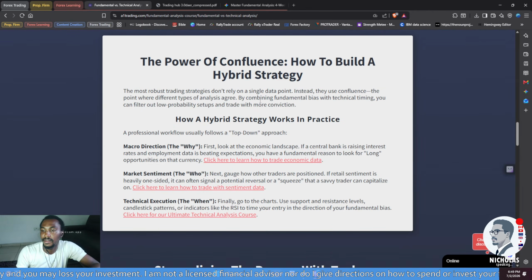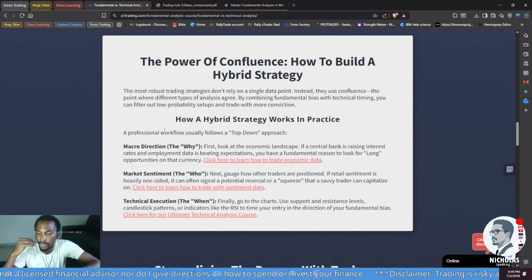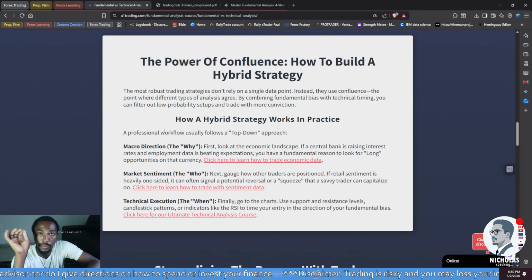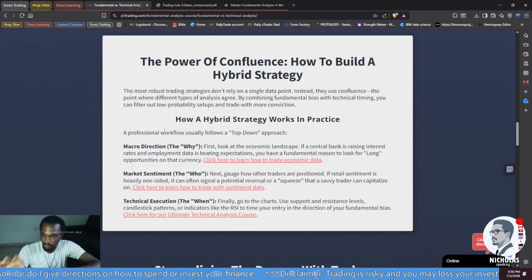So, how a hybrid system works in practice. A professional workflow usually follows a top-down approach. The macro direction, the why. First, you look at the economic landscape. If a central bank is raising interest rates and employment data is beating expectations, you have a fundamental reason to look for long opportunities on that currency. So understand, right? This is one thing a lot of people miss in Forex. I like this part here.